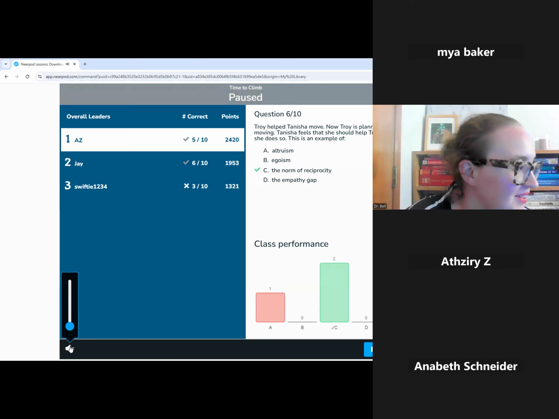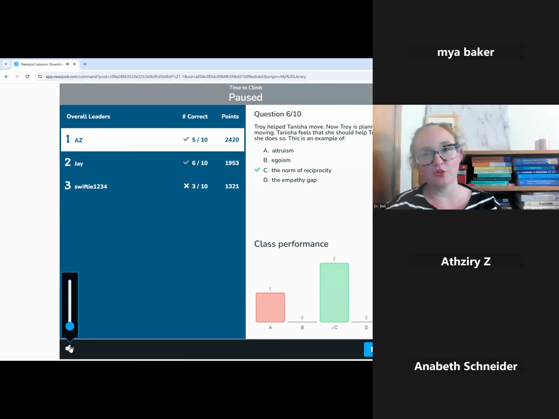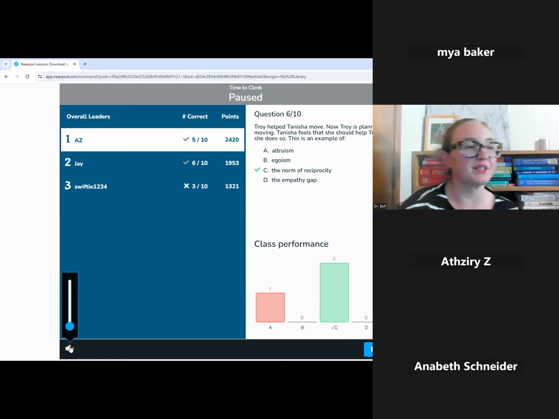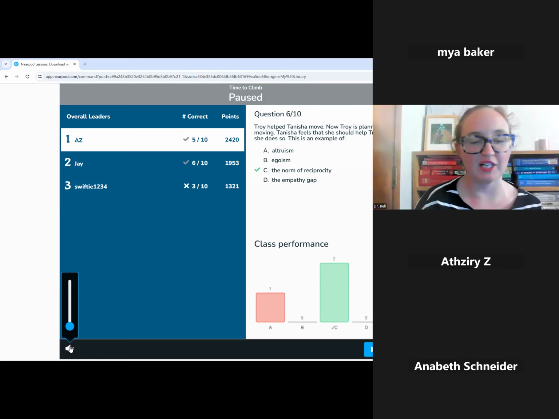Okay. So the question is: Troy helped Tanisha move. Now, Troy is planning to move. Tanisha feels like she should help him and does it. Is this an example of altruism, egoism, the norm of reciprocity, or the empathy gap? It seems like it could be altruism, that she wants to help him move, or it could be the norm of reciprocity.